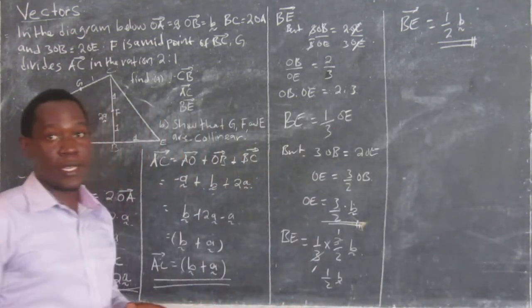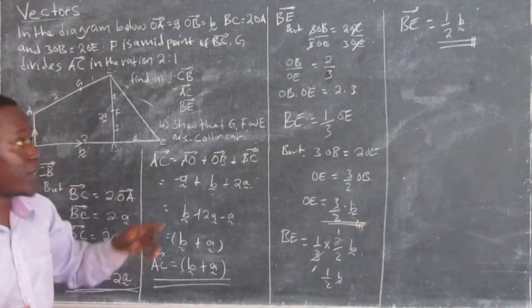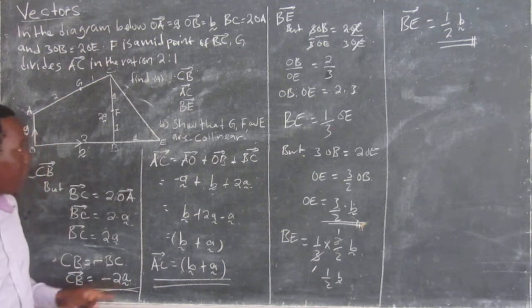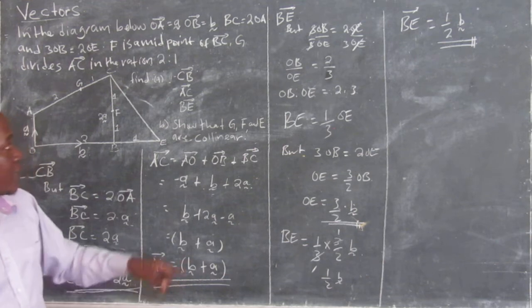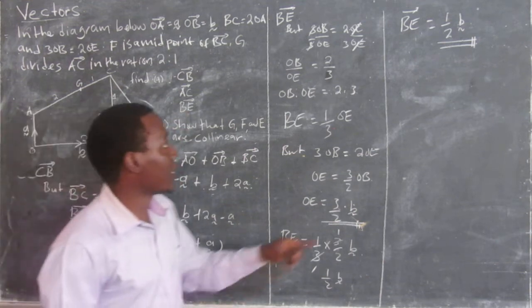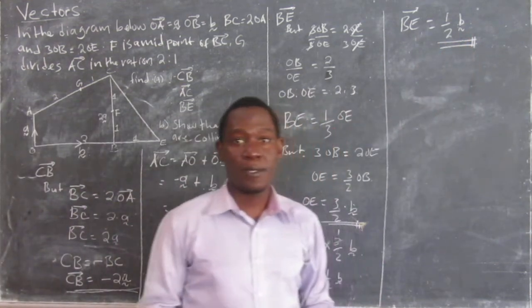Our first part was telling us that we should find the value of CB, which we got as 2A, the value of SC, which we got as B plus A, and the value of BE, which we have got as a half B. Is it okay?